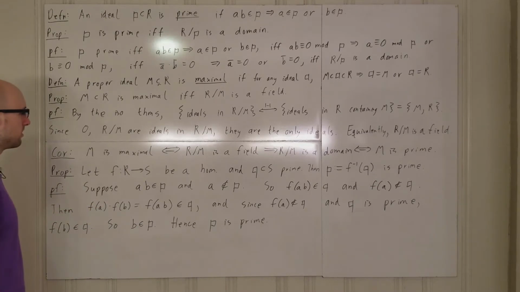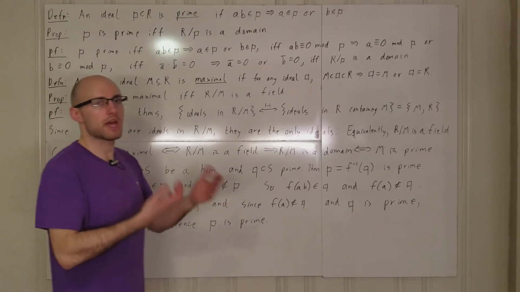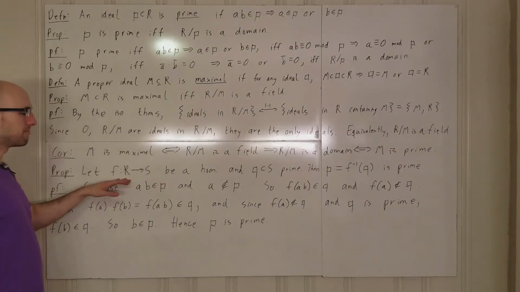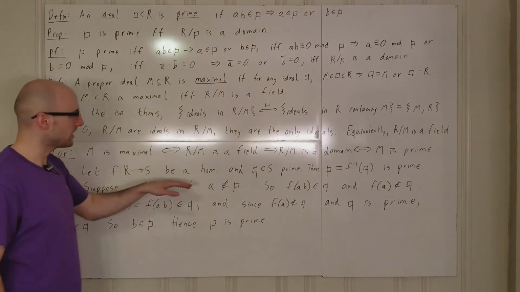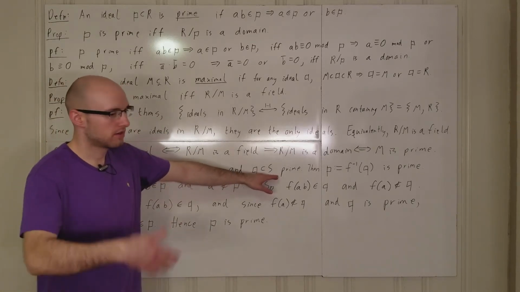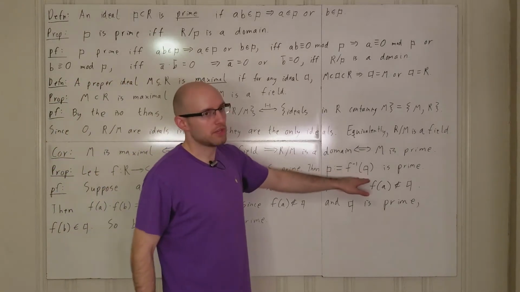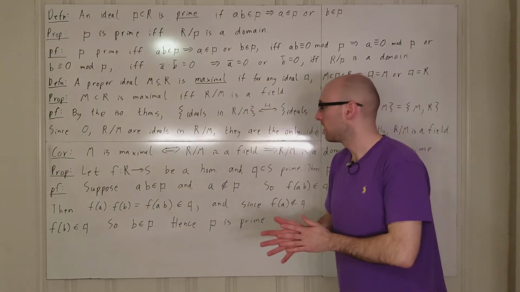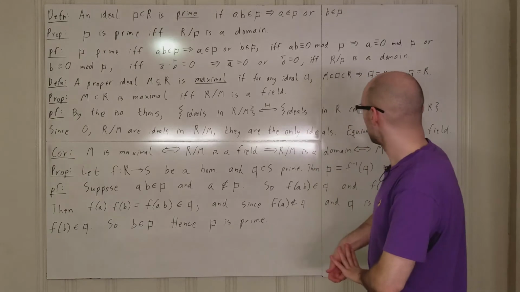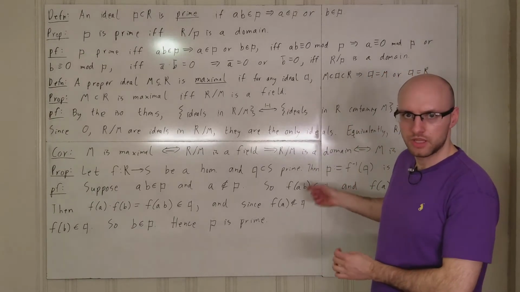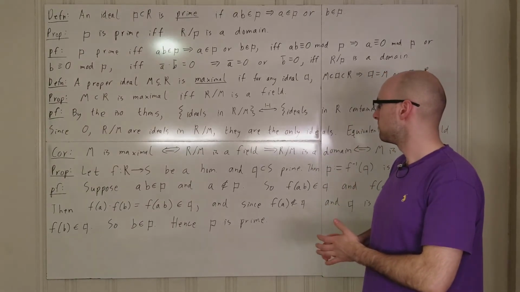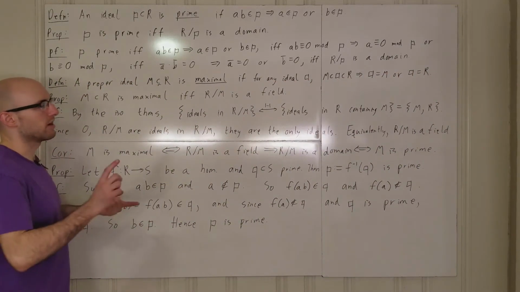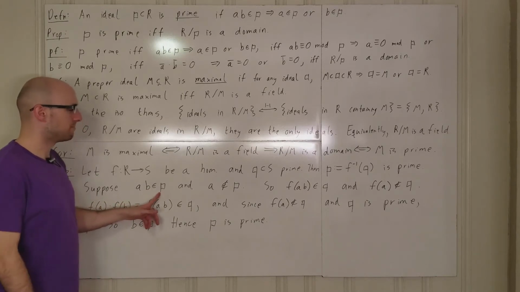So we've proven already that we can pull back ideals. It turns out we can pull back prime ideals. So if you've got a ring homomorphism F and a prime ideal Q in the codomain, then its inverse image is prime in the domain. And to prove this, we're going to define P to be the inverse image. So suppose we have A and B. We want to prove that either A is in P or B is in P.